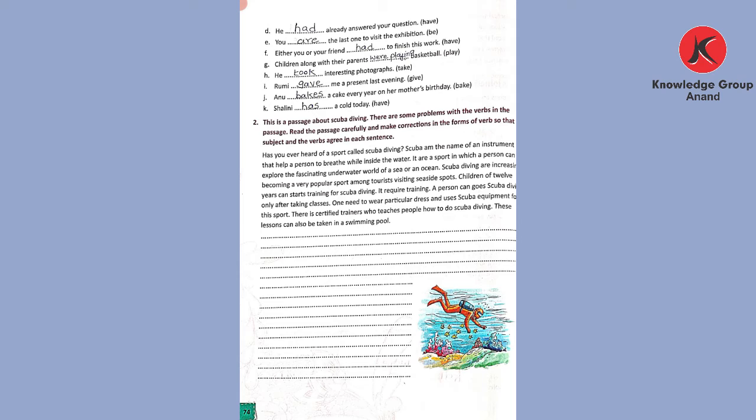You are the last one to visit the exhibition. So be verb is there and the sentence is in the simple present tense, so are. Either you or your friend had to finish this work, have past tense had. Children along with their parents were playing, past continuous tense, were playing basketball.